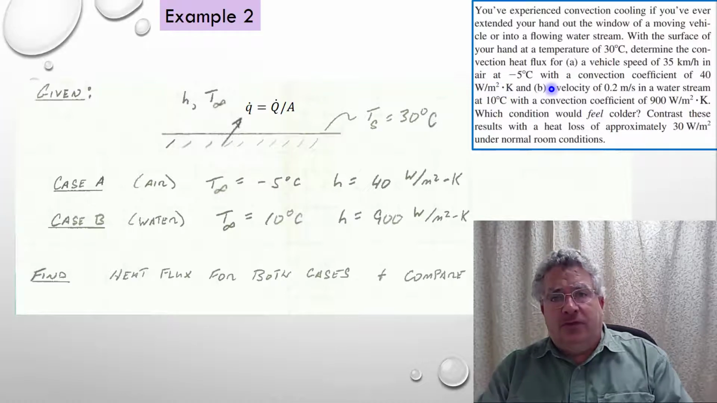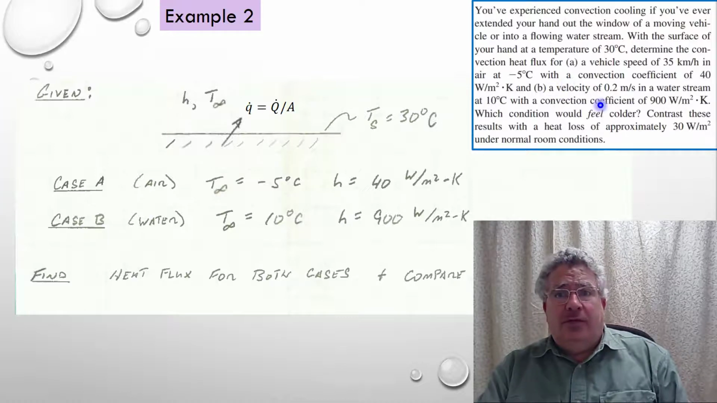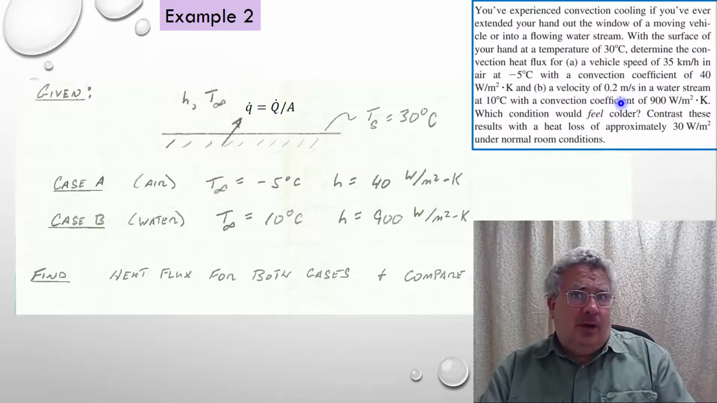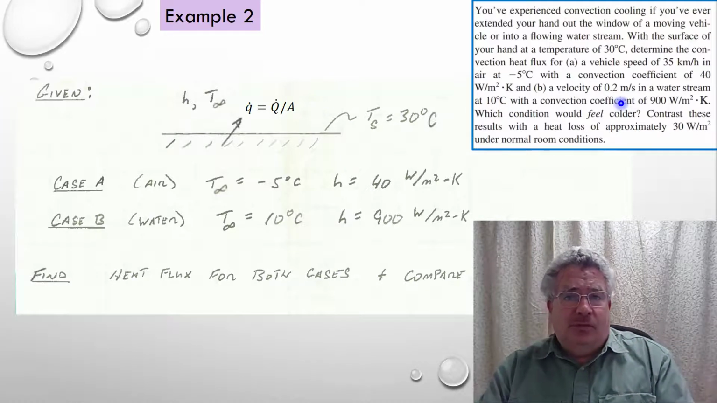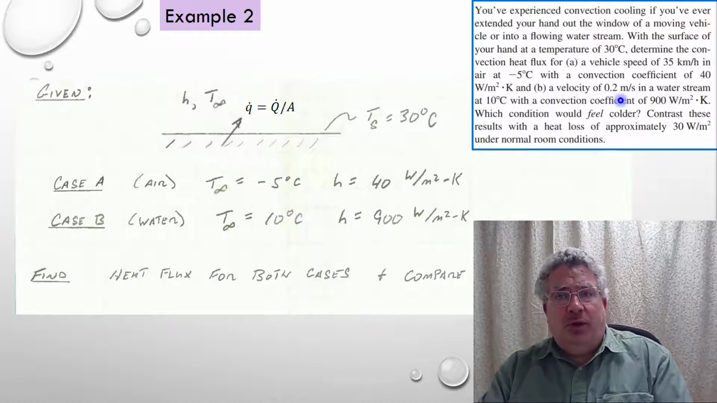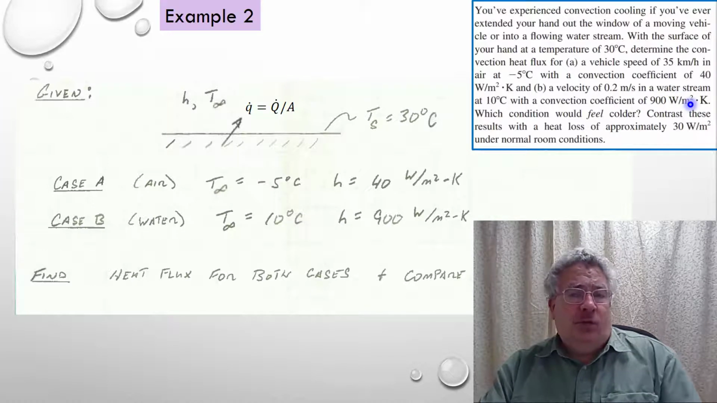And the other situation is, what if I put my hand in a stream and the stream is flowing by at a velocity? We could combine that into a volumetric flow rate if I happened to know the total cross-sectional area of the river. But in this case, we know the velocity, 0.2 meters per second, and the stream is 10 degrees. And then they tell us that there's a much larger convection coefficient here. And they're asking which condition would feel colder.